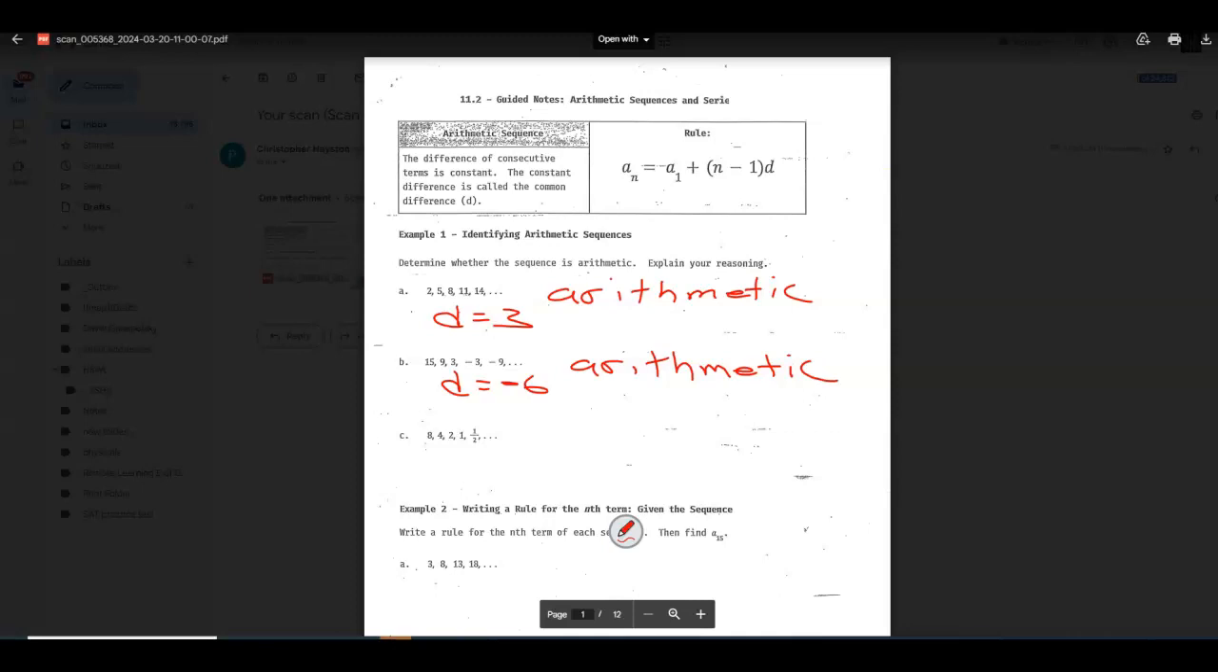And finally, here, we don't keep subtracting the same amount. We actually keep multiplying each term by 1/2. So when you multiply by the same number each time to get the next number, we call that geometric.